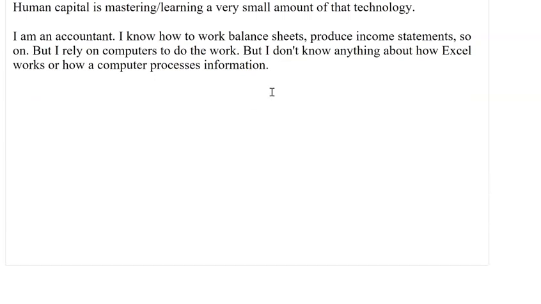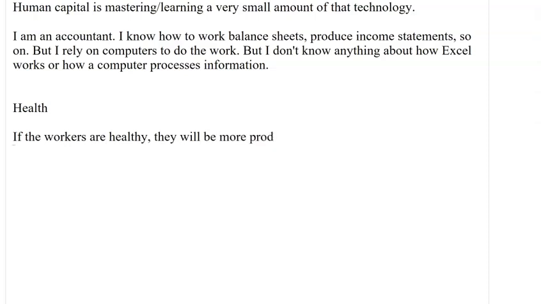Now, there are other factors too that could affect our productivity and economic growth. One obvious one that we can think about is health. If the workers are healthy, they will be more productive. So improvements in healthcare, improvements in disease diagnosis, curing and prevention can help us become more productive.